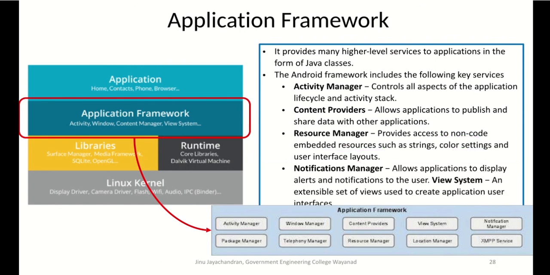And then we have a notification manager, which allows applications to display alerts and notifications to the user. There is also the view system, an extensible set of views used to create the application user interface. In your Android phone, you might receive notifications at your top bar. Now who will manage these notifications, and who is the one saying that this should be notified and this should not be notified? There is a notification manager which will manage all these things, and it sits in the application framework.